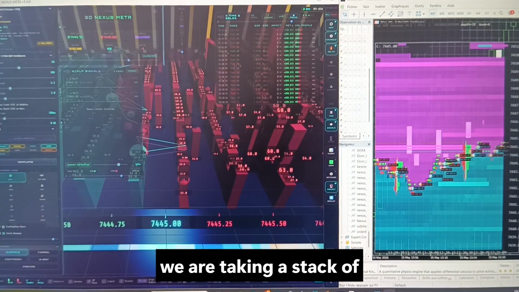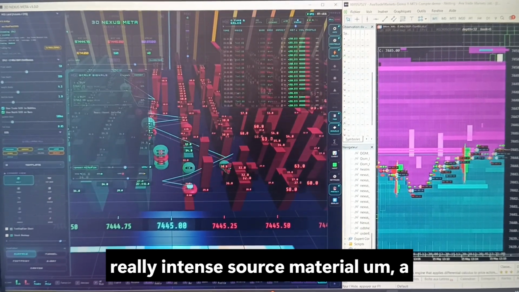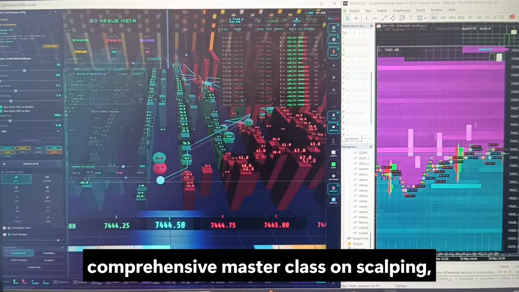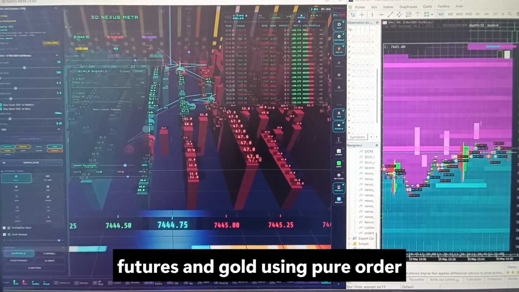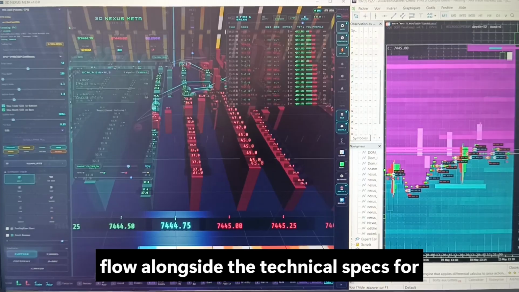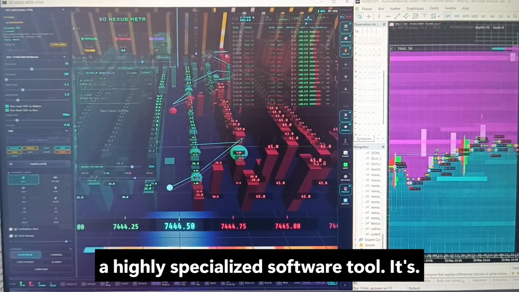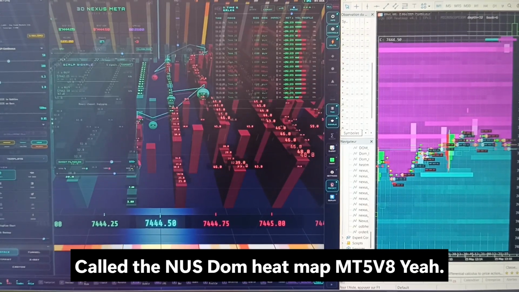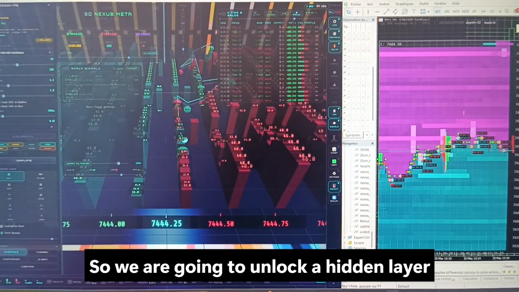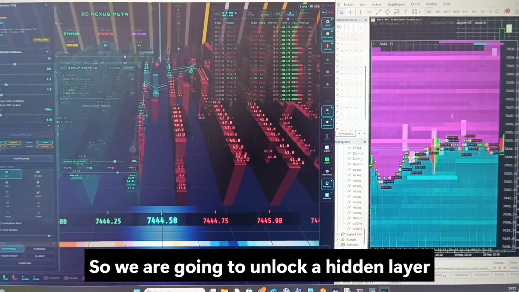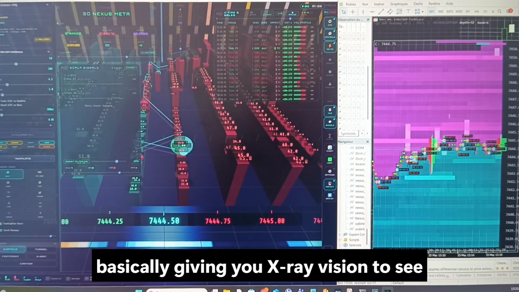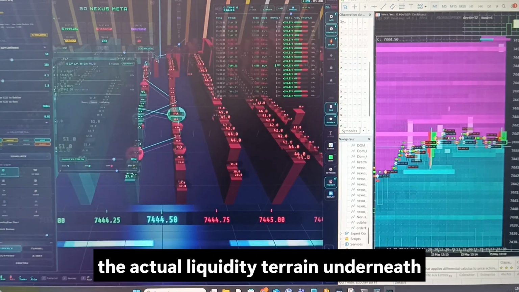And that is exactly our mission for this deep dive. Today, we are taking a stack of really intense source material, a comprehensive masterclass on scalping futures and gold using pure order flow. Alongside the technical specs for a highly specialized software tool. It's called the NSUS DOM Heatmap MT5V8. Yeah, so we are going to unlock a hidden layer of the financial markets for you. We're basically giving you X-ray vision to see the actual liquidity terrain underneath the price.